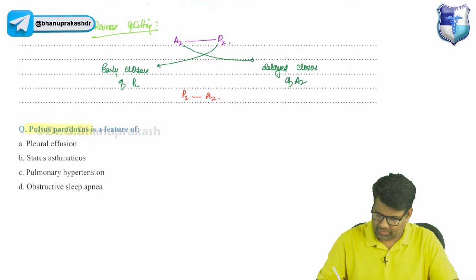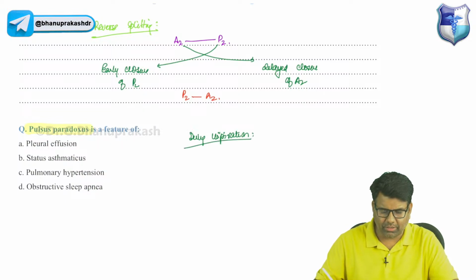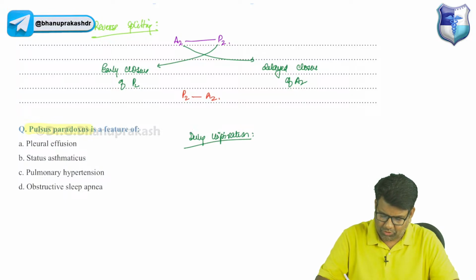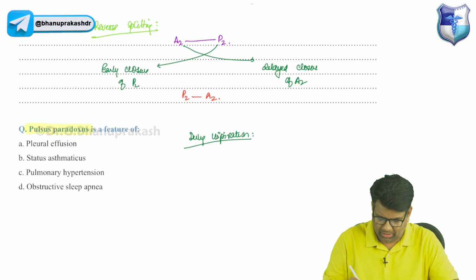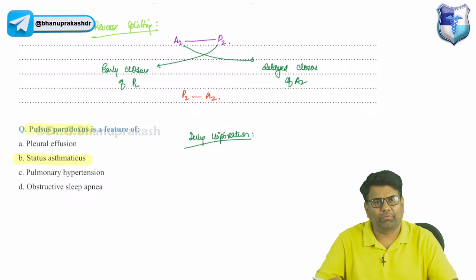So, to understand this, you have to understand a little bit of normal physiology. During inspiration, yes, those who are marking B, they are right. Those who are saying B, they are right. Now let us take the concept first.